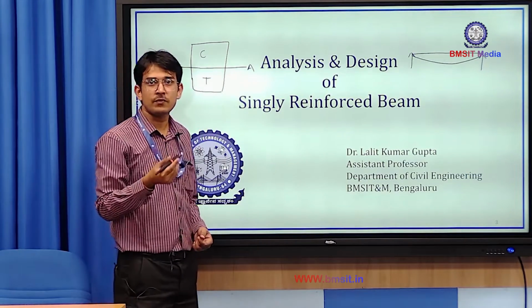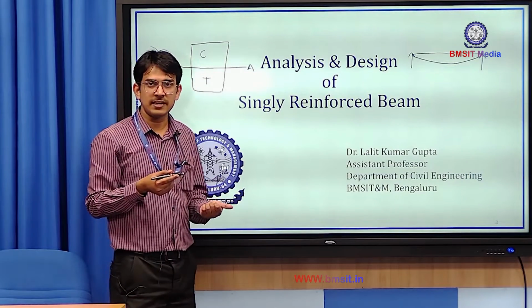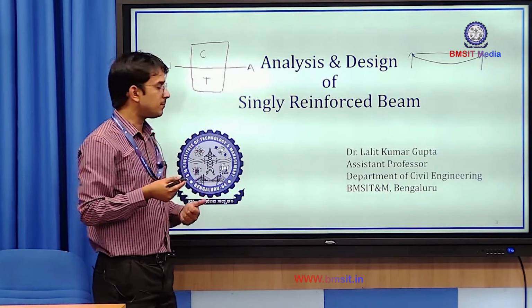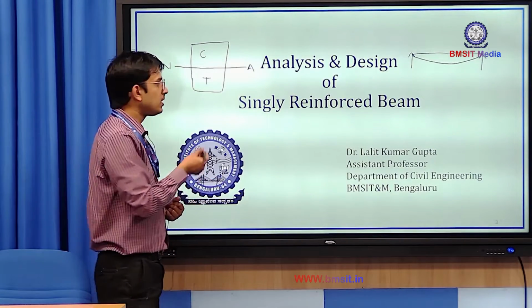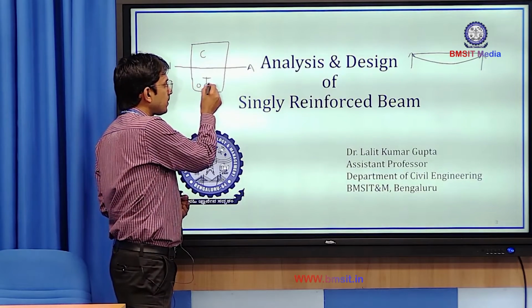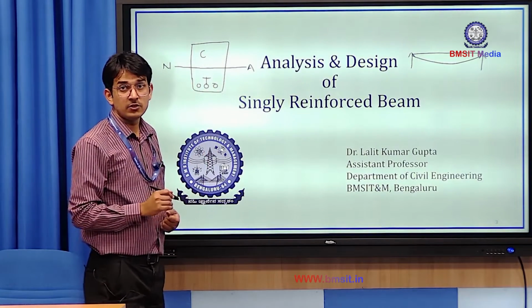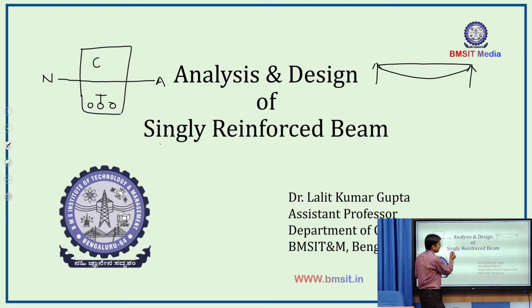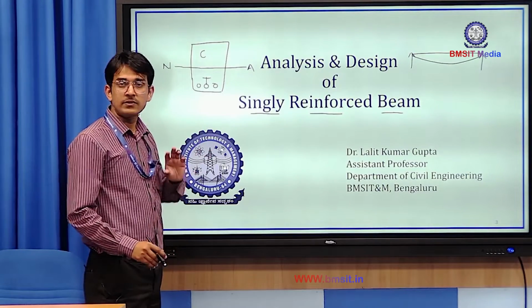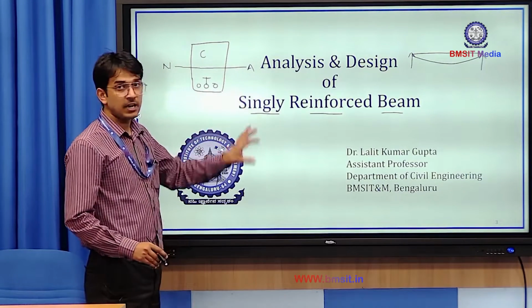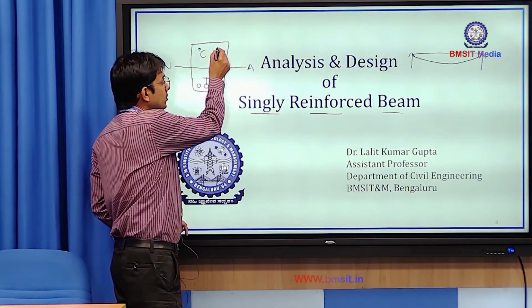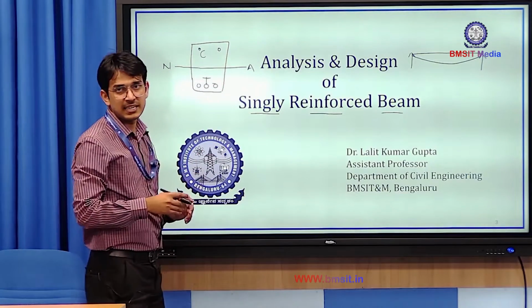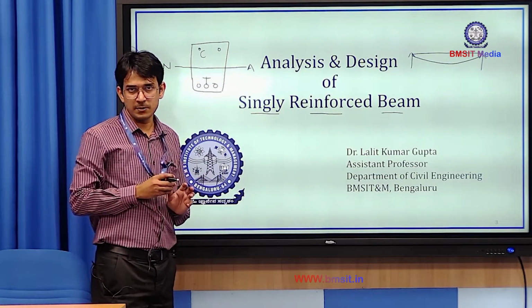The vice versa applies in the case of a cantilever beam: the tension zone is on the upper side and the compression zone is on the lower side. Now I am coming to the types of beam. If we provide reinforcement only in one zone, that is the tension zone, then the beam is termed a singly reinforced beam, because we are providing reinforcement in only one zone of the beam. If we provide reinforcement in the tension zone as well as in the compression zone, then we term that beam a doubly reinforced beam.